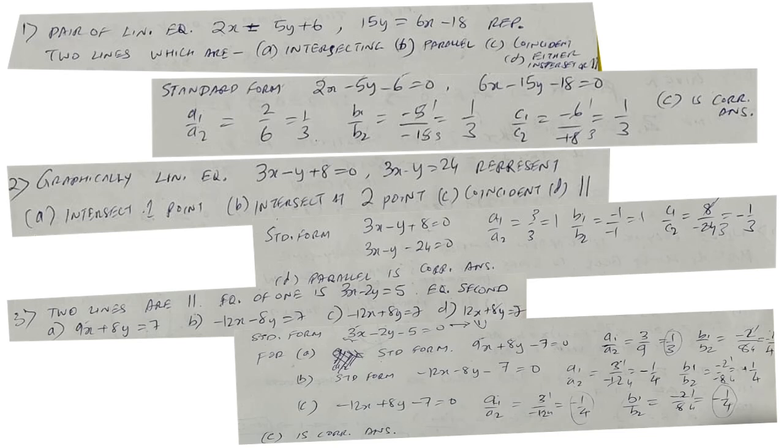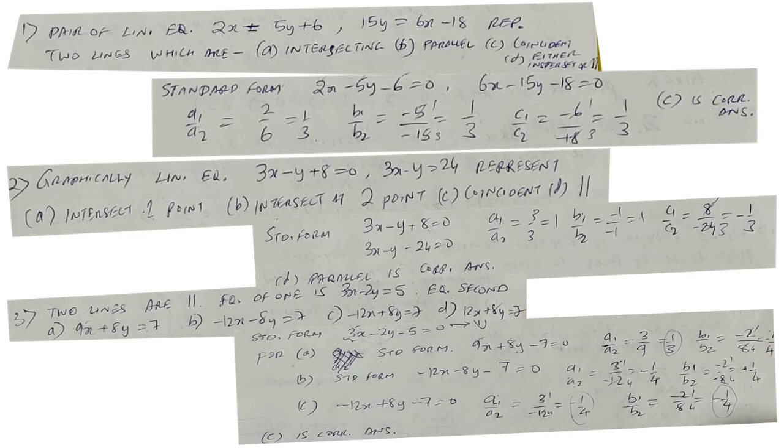So obviously they are not parallel, correct? Because A1 by A2 has to be equal to B1 by B2 for the two lines to be parallel, and C1 should not be equal to C2. Again, for the case B, write it in standard form. You get minus 12x minus 8y minus 7 equal to 0. Remember, writing in standard form is a must because that's when A1 by A2 will be correctly calculated.